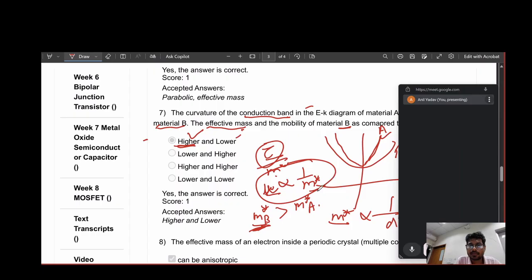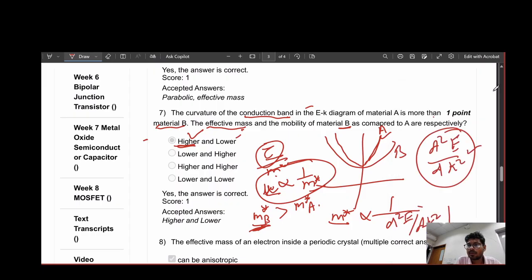That is E into tau divided by M star. Okay, E is the charge, tau is the time, or the average time between the collisions, and M star is the effective mass. This is the formula for mu.